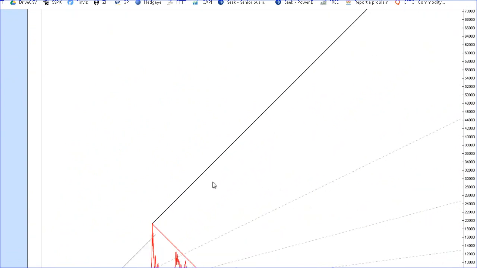So this overall chart measures time to price. If price is moving above the 45 degree line, that means you could be getting two units of price to one unit of time. If price is underneath the 45 degree line, which is the black line, that means you'll be getting two units of time to one unit of price, or whatever the ratio might be. So it's slower down here and faster up here.